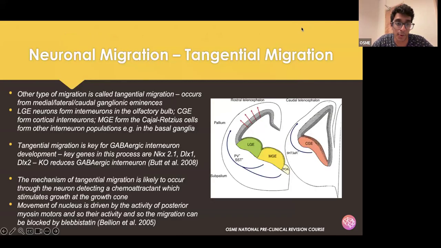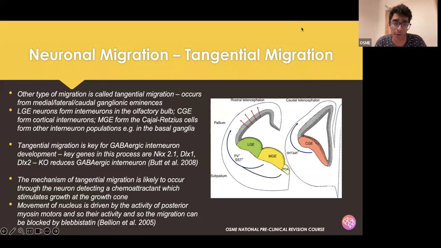Apart from radial migration, we also have another type of migration called tangential migration. Tangential migration occurs from three embryological structures that usually disappear after about 1 year after birth in humans. These structures are called the medial, lateral, and caudal ganglionic eminences. Different neurons from these structures go on to become different interneurons. Interneurons is another way of saying GABA-releasing neurons in different parts of the brain.